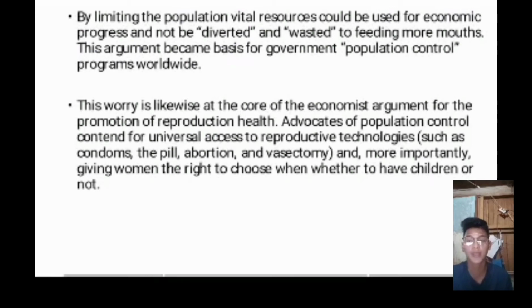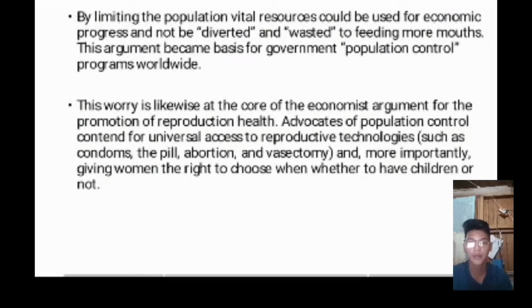This argument became the basis for government population control programs worldwide. So, this worry is likewise at the core of the economists' argument for the promotion of reproductive health. Advocates of population control contend for universal access to reproductive technologies such as condoms, the pill, abortion, and vasectomy, and more importantly, giving women the right to choose whether to have children or not.